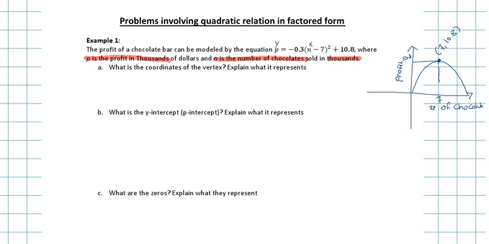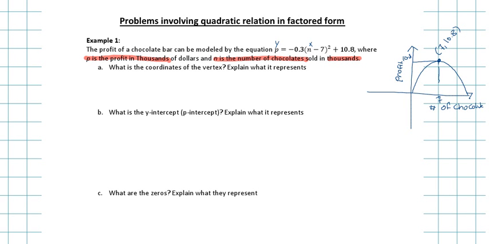So that means, remember that N is in thousands and the profit is in thousands. So the maximum profit that you can make is 10,800. That's the maximum profit you can make, because the maximum P is 10.8. How many chocolate bars do you have to sell to get that profit? 7. 7 what? 7 thousand. Okay? Do you guys understand that? Can you picture it? Can you put it all together now?